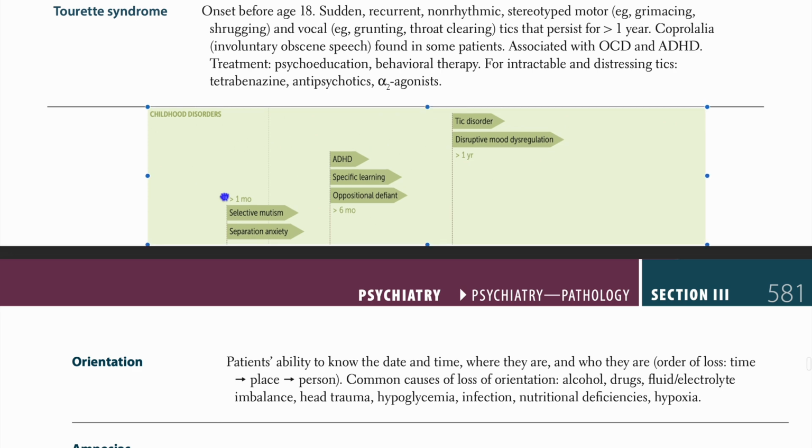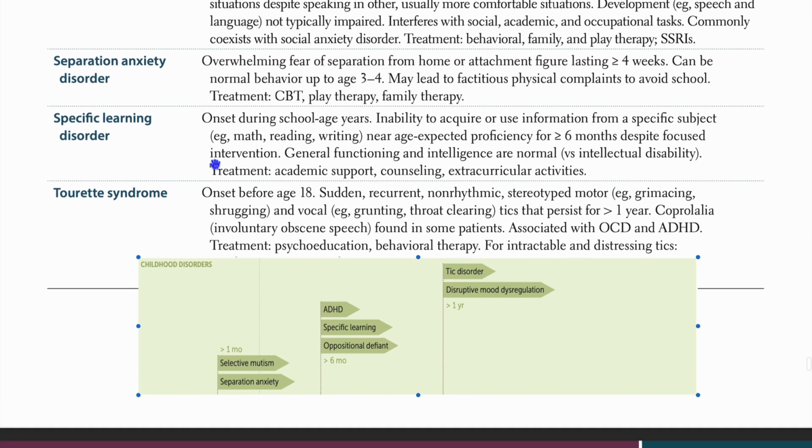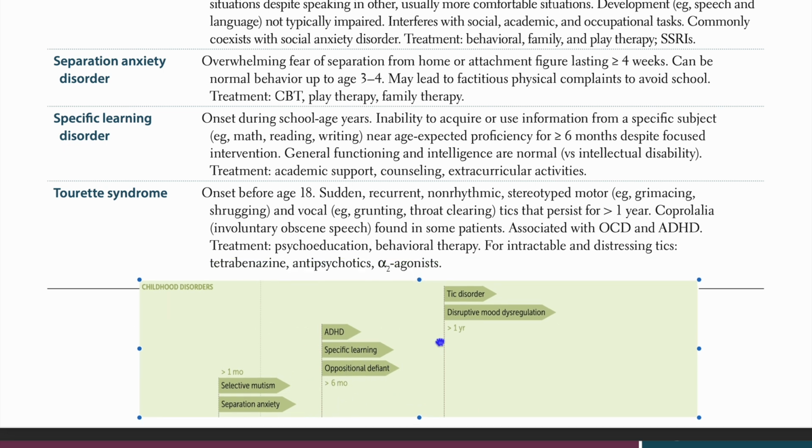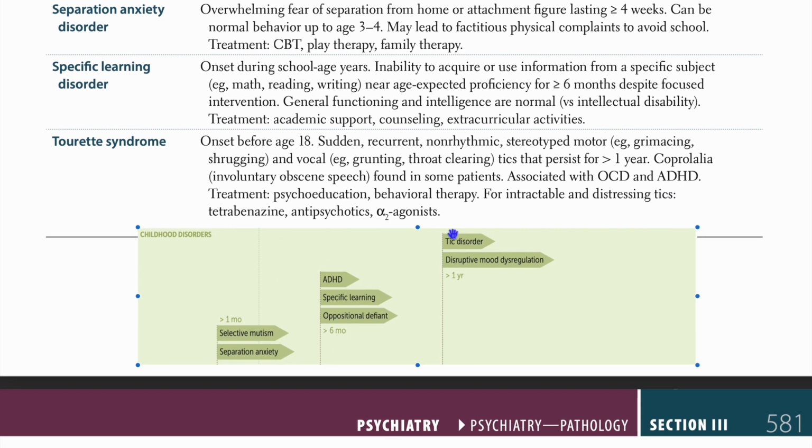Okay, this is a way to remember the ages, or like childhood disorders. So selective mutism happens more than 1 month. Separation anxiety keeps on going after 1 month. ADHD starts if it's more than 6 months. Specific learning and oppositional defiant. And then tic disorder and disruptive mood dysregulation is more than 1 year. That's when you would diagnose it.